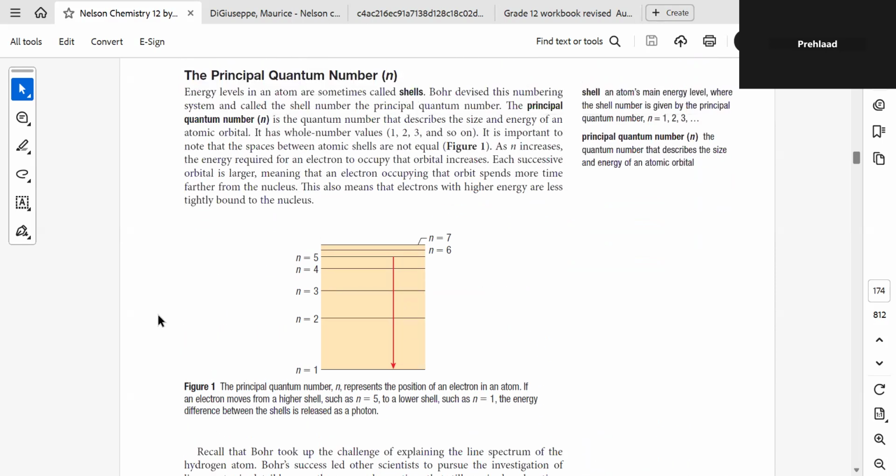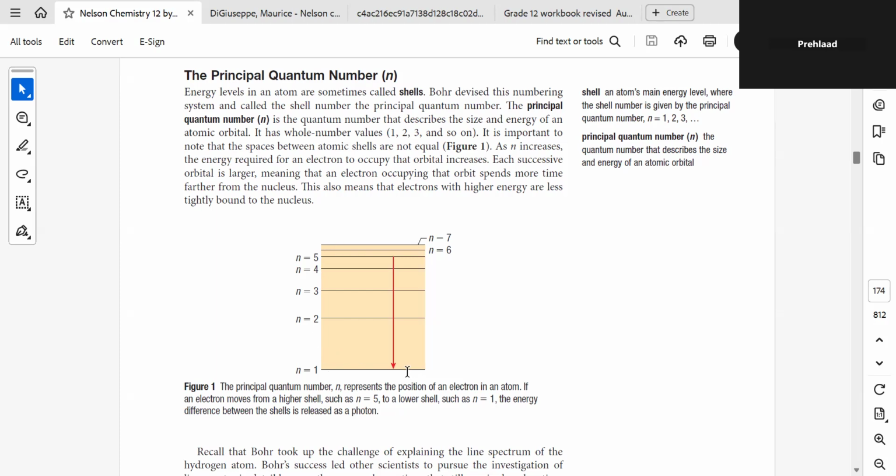And I believe we had discussed this earlier, right? Yes. Where I had mentioned that n equal to 1 means the orbit or the shell which is closer to the nucleus, and as the number increases, it is going away from the nucleus.